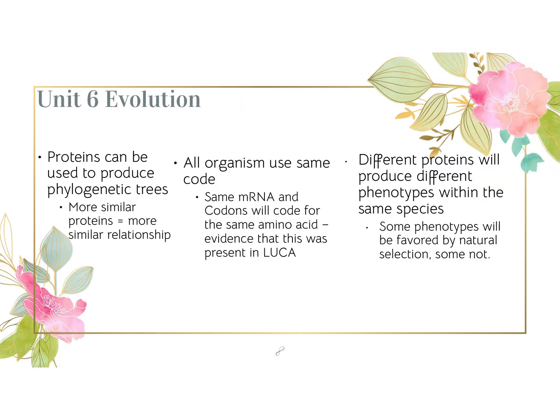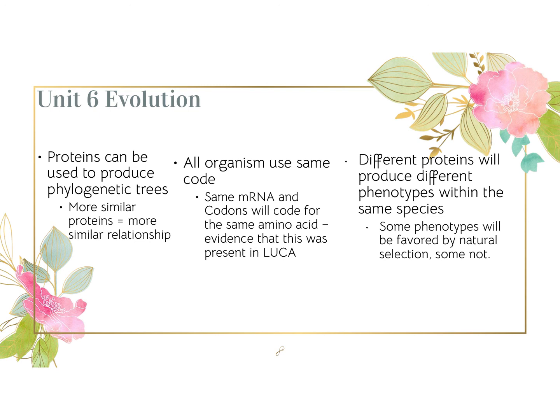In Unit 6, we talked about how proteins can be used to create phylogenetic trees. And the important relationship to understand is that the more similar the proteins are, the more closely related the organisms are going to be. Another piece of evidence of evolution from a common ancestor that we can use is the fact that all organisms on Earth, both prokaryotic cells and eukaryotic cells, use the same exact genetic code. They use the same mRNA codons to encode for the same amino acid. So this must have been present in LUCA and passed on to its descendants.